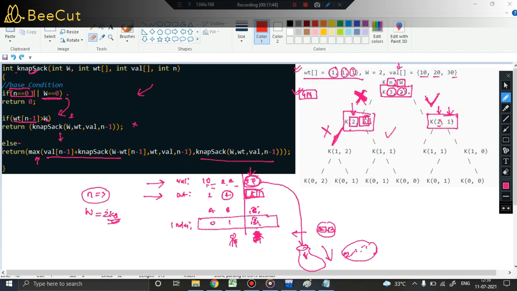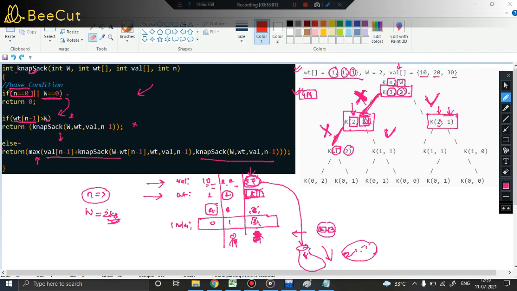Suppose I reject item B also. If you reject item B, you know that the capacity of the knapsack will remain the same, 2 only. But the number of items has reduced to 1, which means you are not going to consider B anymore. Now you are going to consider only item A. Done.